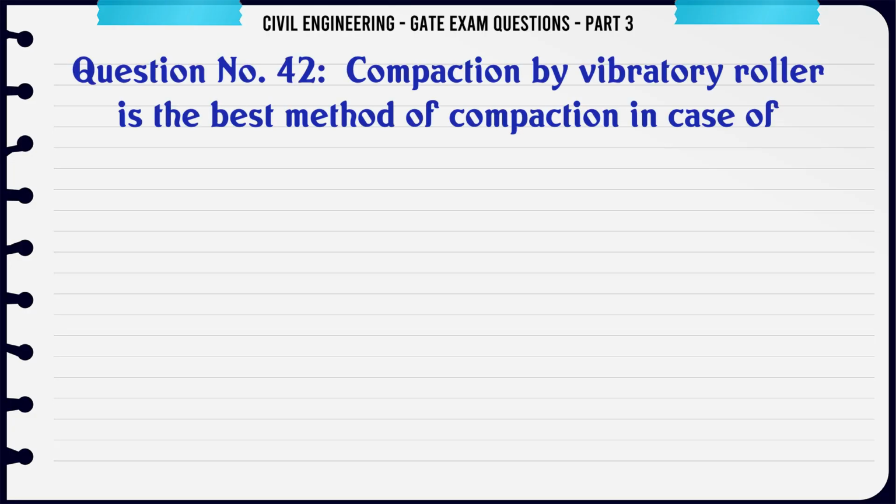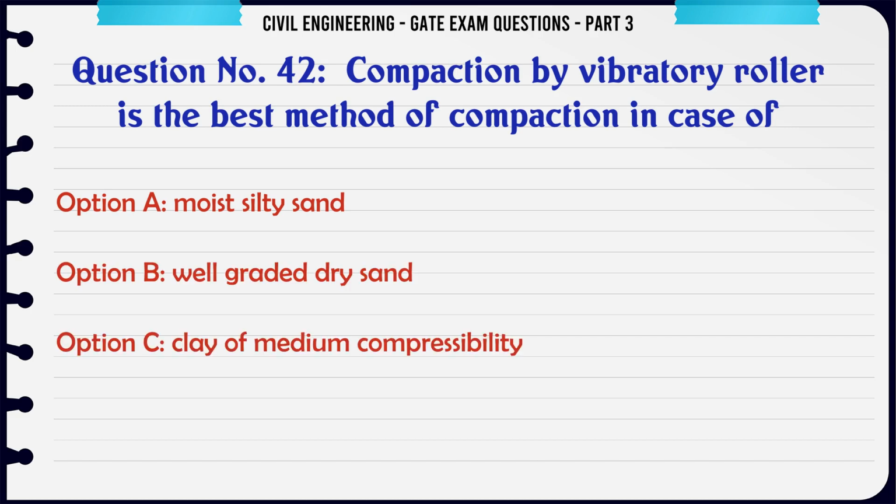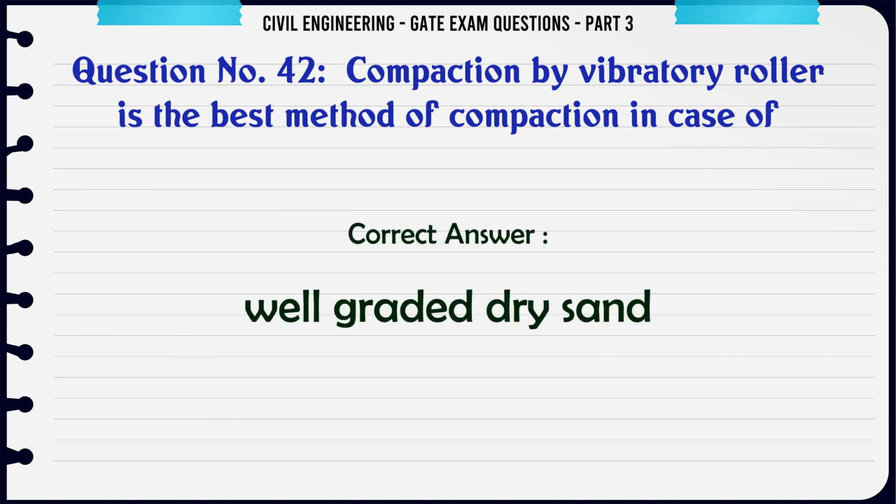Compaction by vibratory roller is the best method of compaction in case of: A. Moist silty sand, B. Well-graded dry sand, C. Clay of medium compressibility, D. Silt of high compressibility. The correct answer is well-graded dry sand.